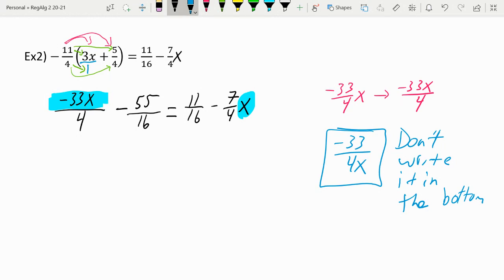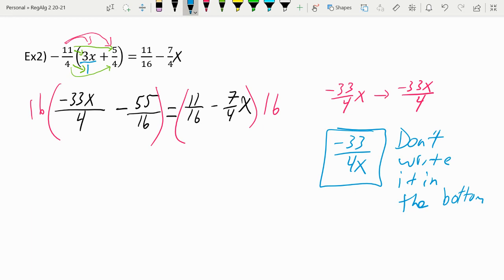So now I'm looking at these denominators. There's 4, there's 16, 16, and 4. Well, if we think about it, the least common multiple is going to be 16. So I'm going to multiply everything by 16. Let me erase some of these colors here because it's getting to be a bit much.